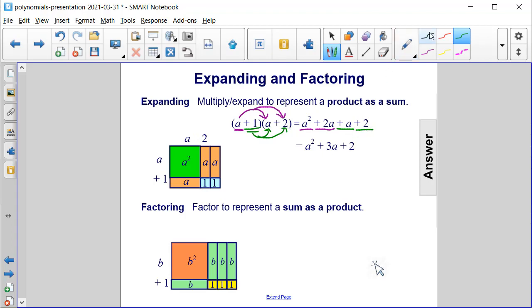2. And now we see that with this 4-term polynomial, we have some like terms. We have 2a and a. So when we add these together, we get plus 3a. And that tells us that our polynomial, or our product to a sum, simplifies to a squared plus 3a plus 2.